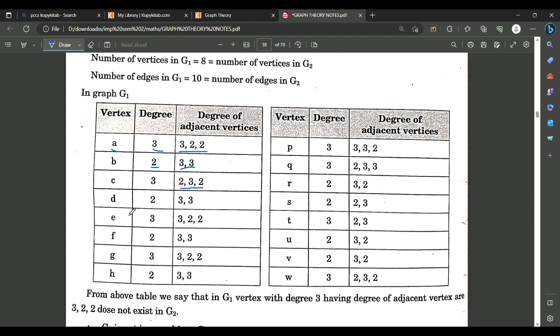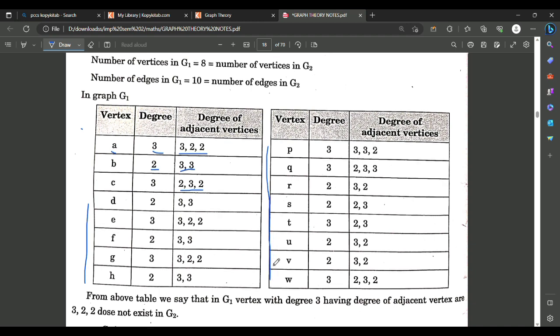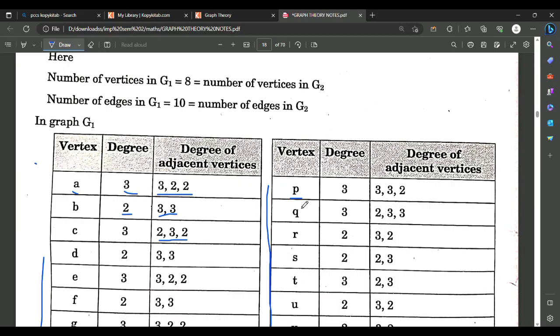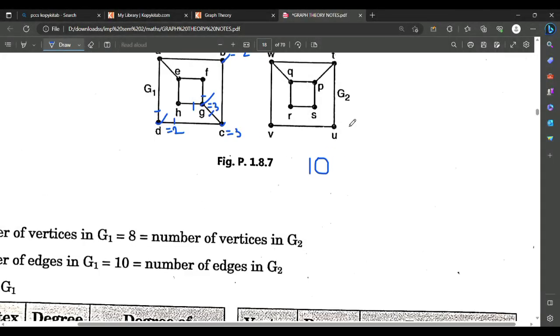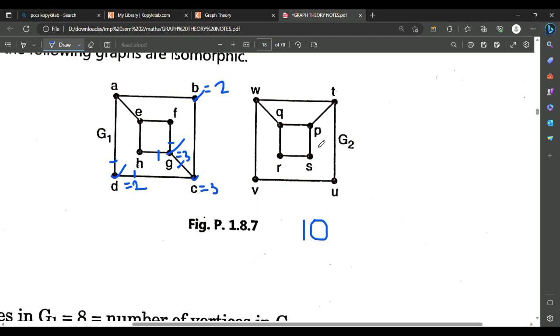Now similarly we will find for D, E, F, G, H and P, Q, R, S, T, U, V, W. We will find for P and Q here. Now let us take P. P has a degree of 3, that is 1, 2, 3. Therefore P has degree 3. Now the adjacent vertices are T, S and Q.